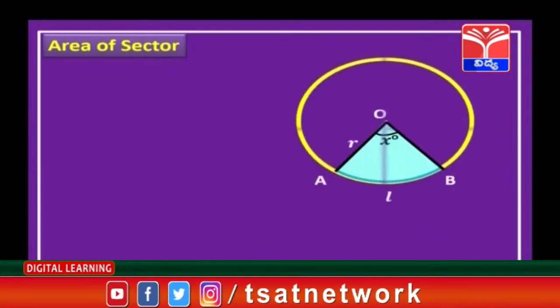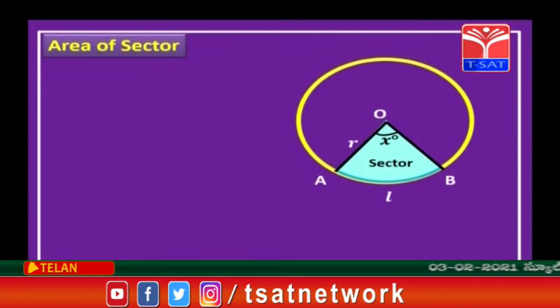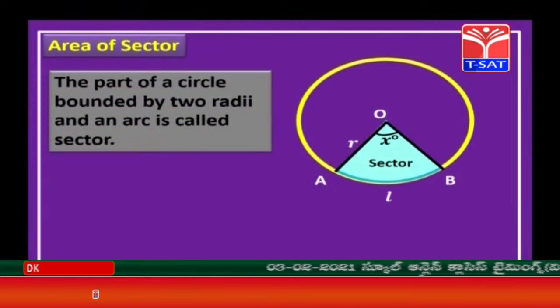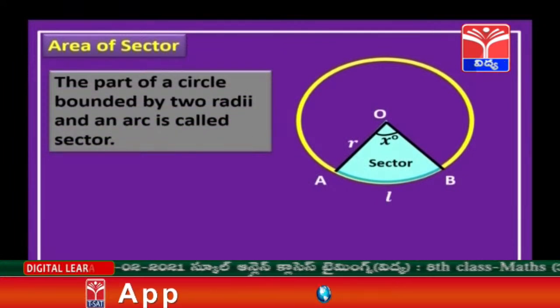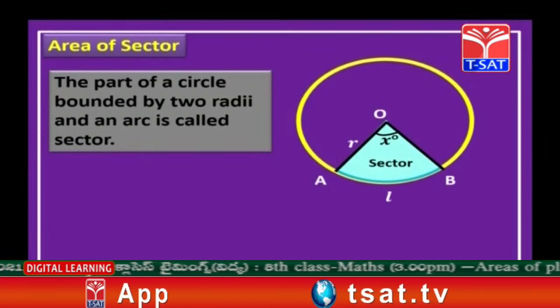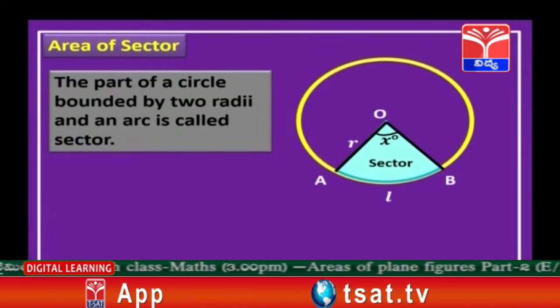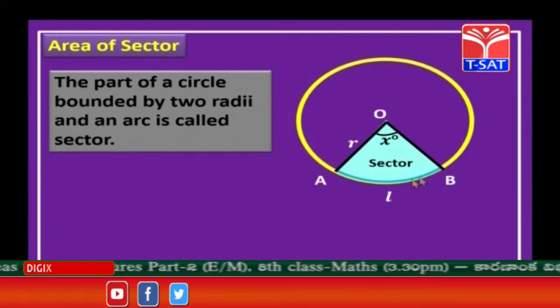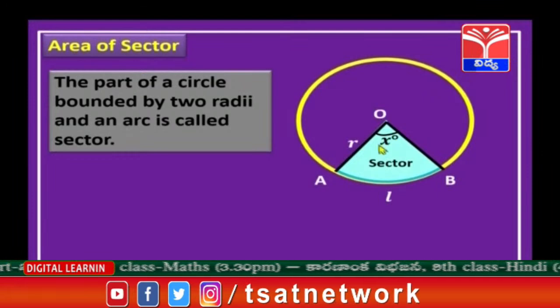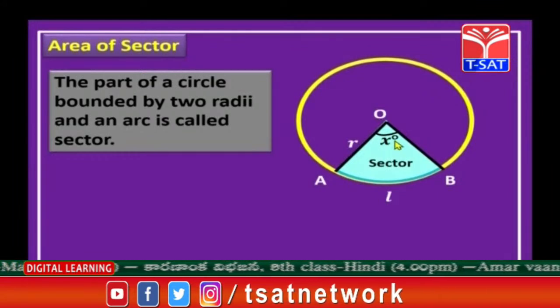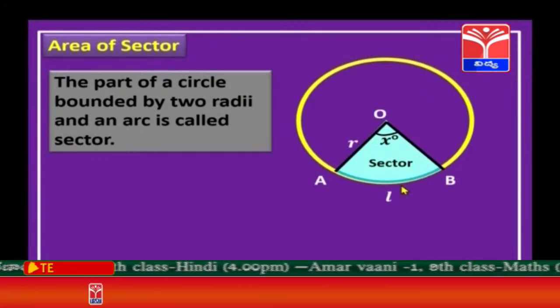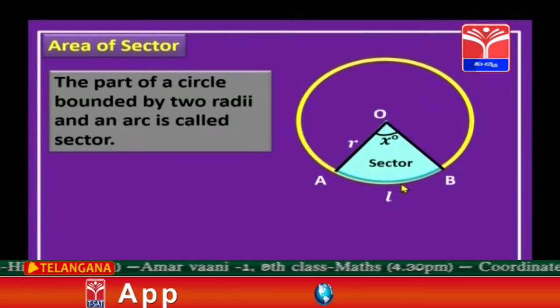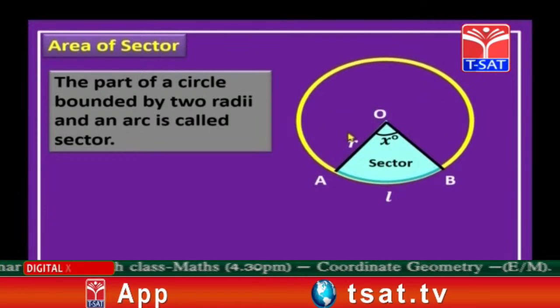Now let us see about area of sector. Now we have already learned what is a sector, children, right? So the part of a circle bounded by two radii and an arc is called sector. So here if you notice, this is the sector, and here these two are radii and this is the arc, and it is subtending an angle x degrees at the center. So this shaded portion we call it as a sector. Okay, children, and even this portion is also called as a sector, children.